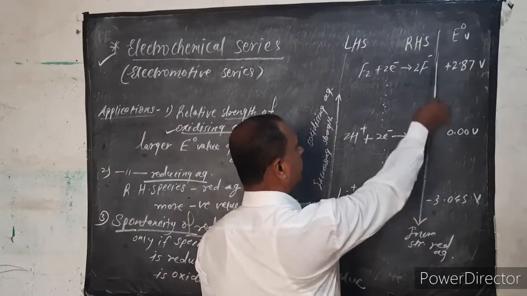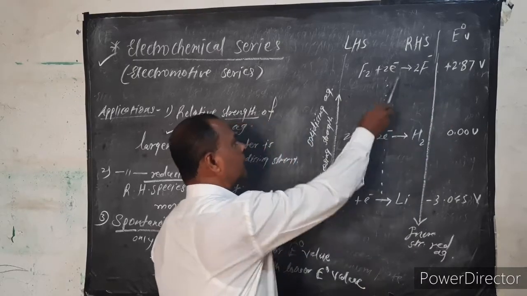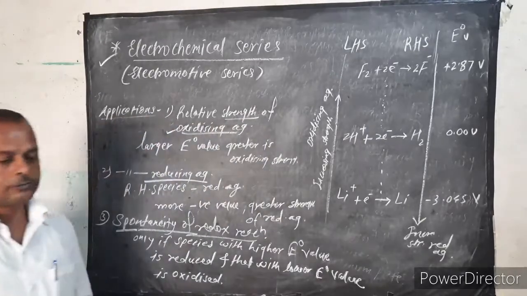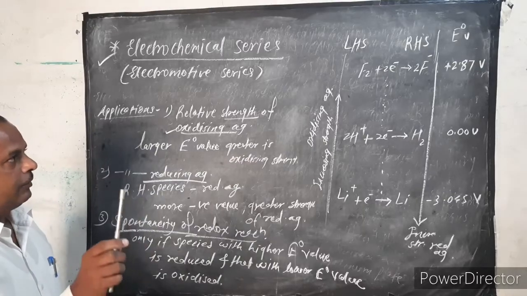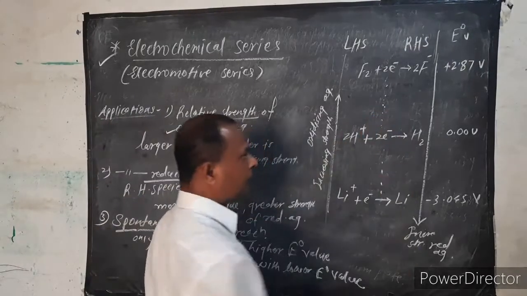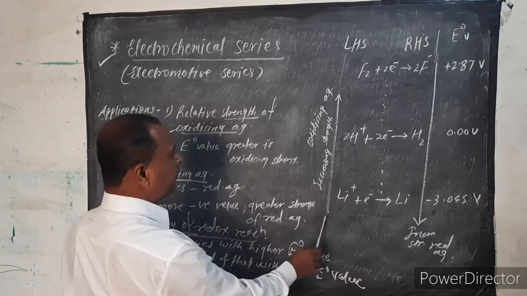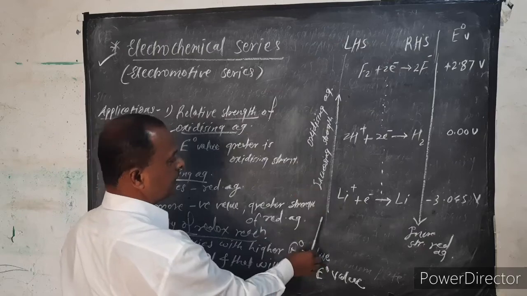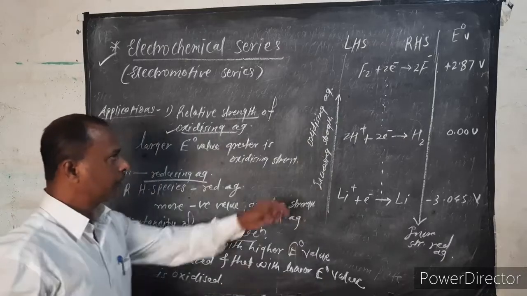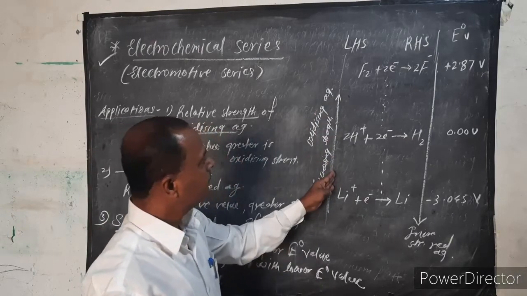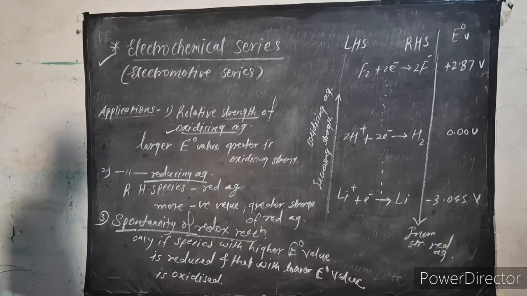See this value here. If you move from bottom to top, the value goes on increasing. The element at the top is fluorine, which is very well known as a very good oxidizing agent. Its strength is more. Therefore the strength of oxidizing agents increases from bottom to top. On the left-hand side they have given the oxidizing agents, and on the right-hand side the reducing agents.